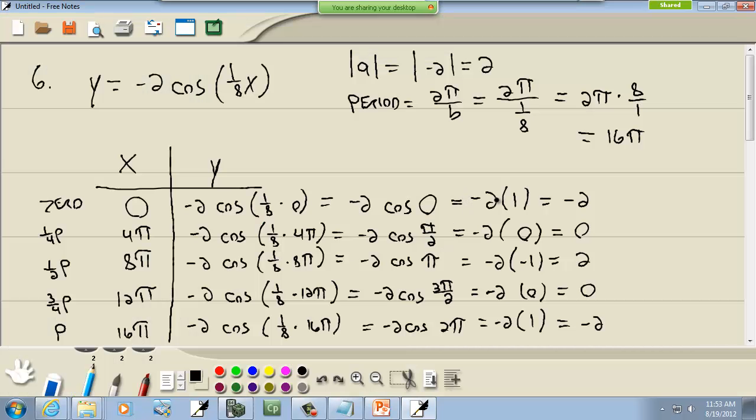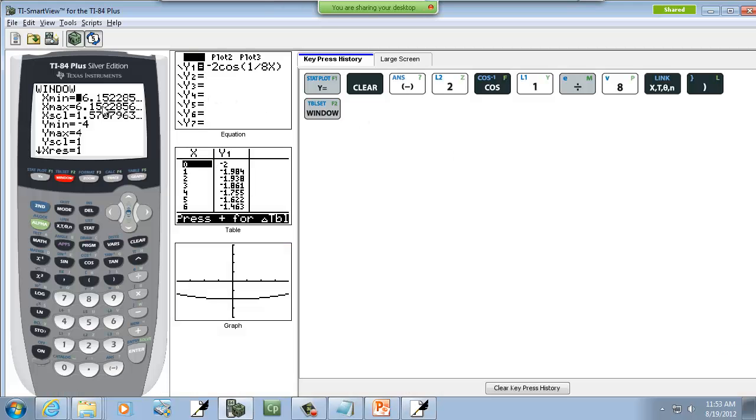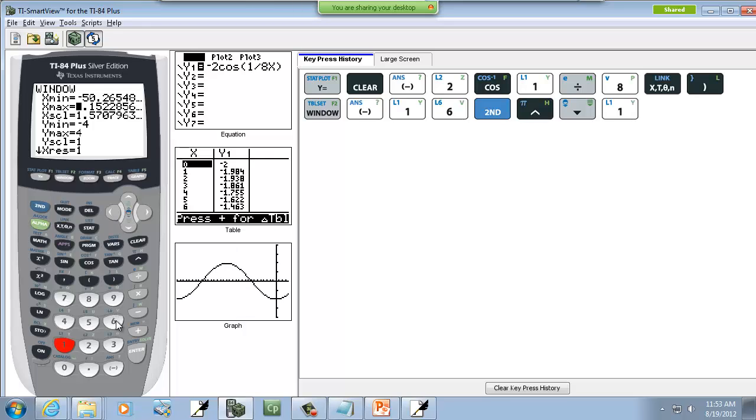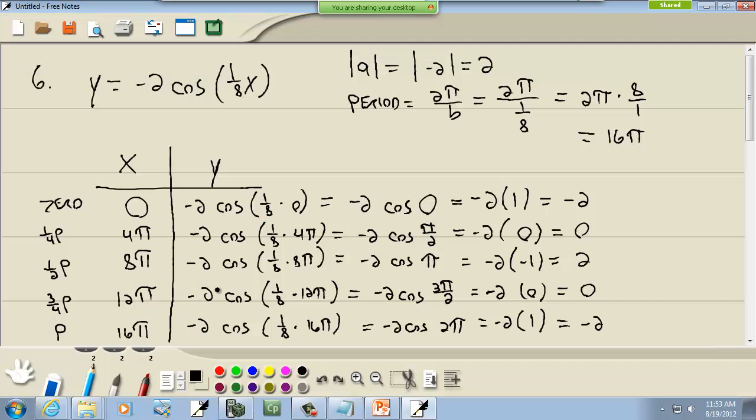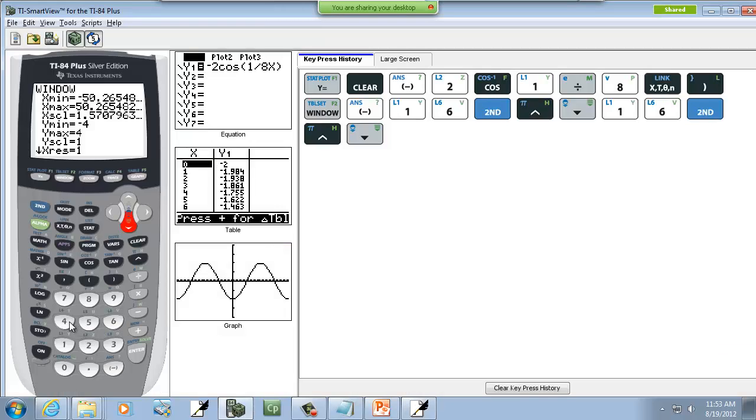Now we need to go to our window settings. X min. If our period is 16 pi, then I want my x min to be negative 16 pi. So I do negative 16, second, caret, down arrow, and x max I want to be positive 16 pi. So 16 and then second caret for the pi. There's 16 pi. And x scale, I suppose this goes by 4 pi's, doesn't it? So let me choose 4 pi. So do 4 second caret.